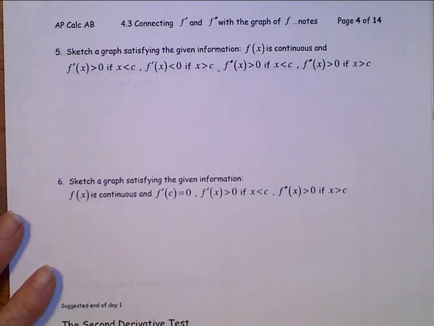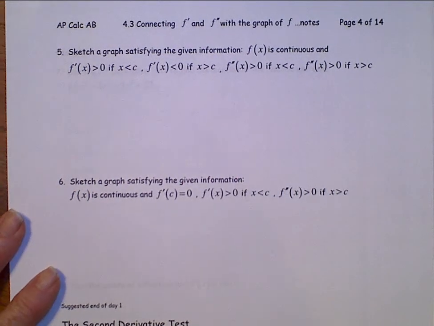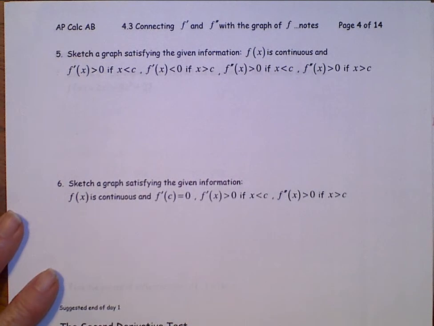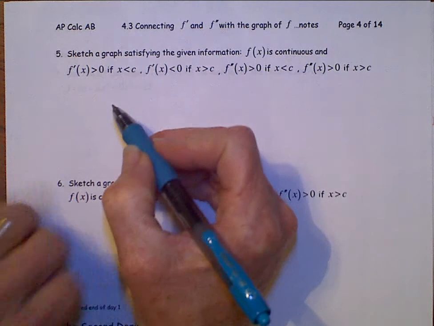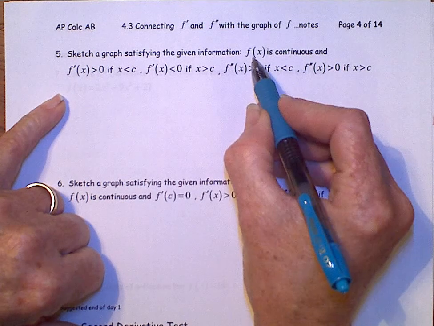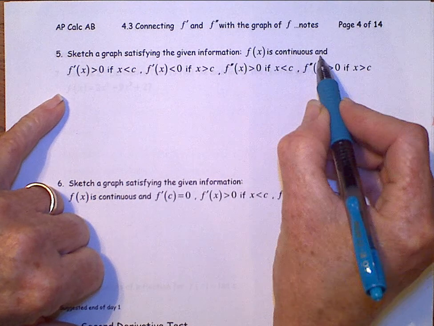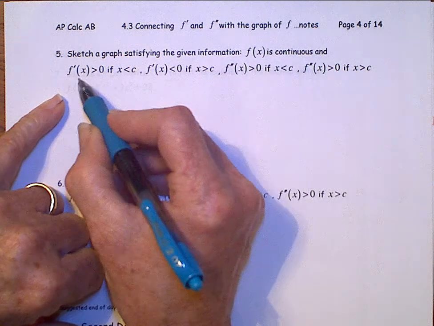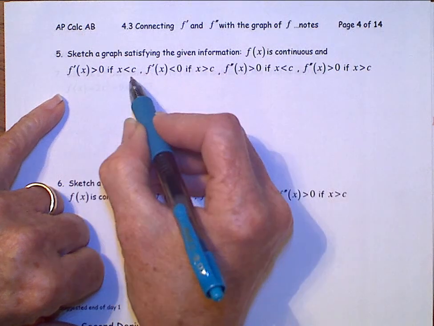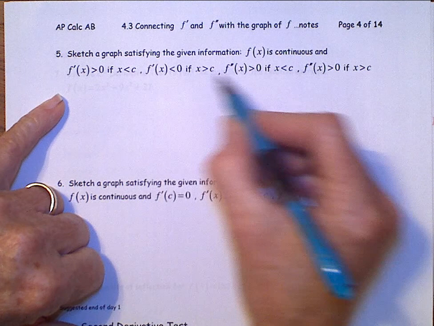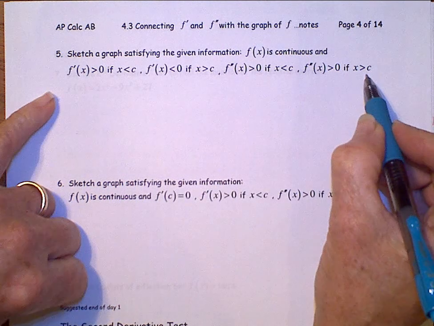AB Calculus, section 4.3, page 4. We are going to be sketching some graphs today. We're looking at sketching a graph when f of x is continuous and f prime of x is greater than 0 if x is less than c, and a couple other conditions here. Let's just kind of look at this.